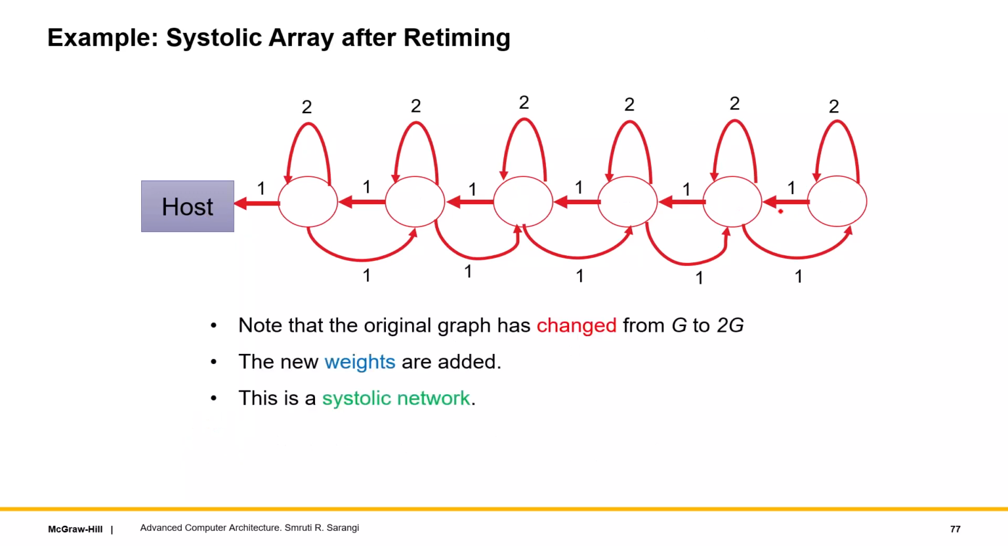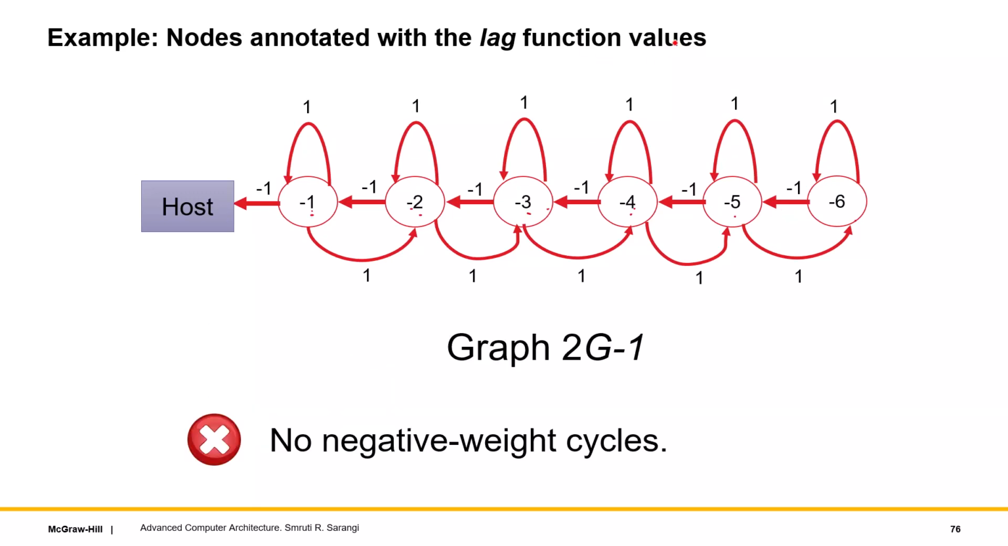Then I can do the retiming, which is nothing but: new weight is equal to old weight plus lag v minus lag u, for an edge that is going from u to v. So this is the graph 2G minus 1. If I see this is u and this is v, then lag v minus lag u is actually plus 1.